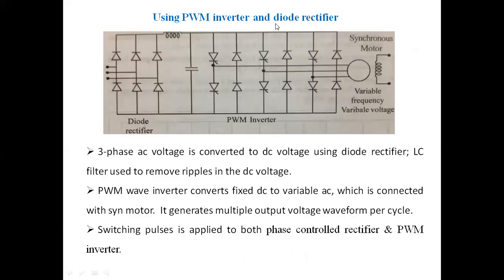First one, using a PWM inverter and diode rectifier. The three-phase AC is given to the diode rectifier, which converts AC into DC. With the help of an LC filter, the ripples are removed in the DC supply. The DC is given to the PWM inverter, which generates multiple stepped output waveforms. It's connected to the synchronous motor drive. So using a PWM inverter and diode rectifier, we are controlling the synchronous motor drive.